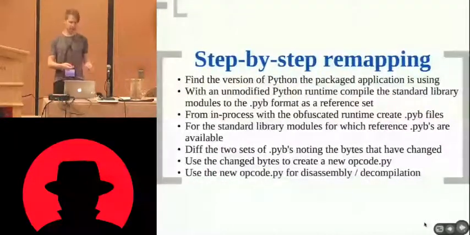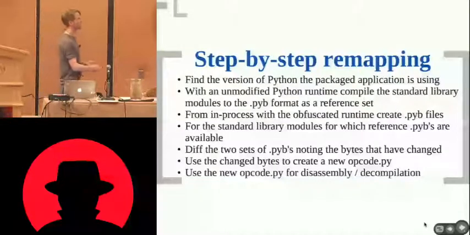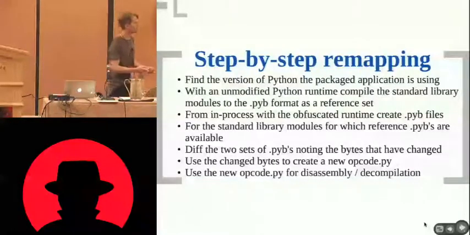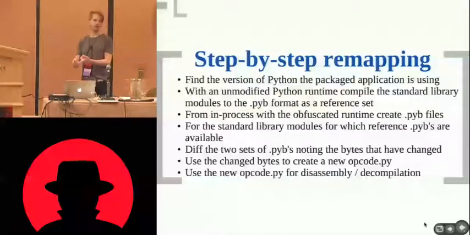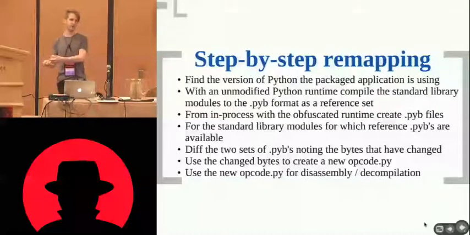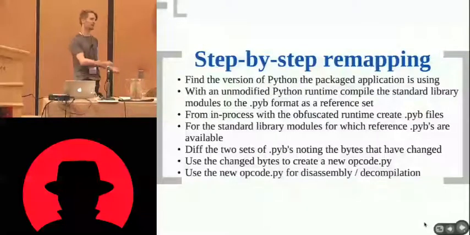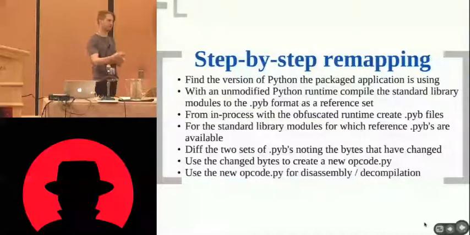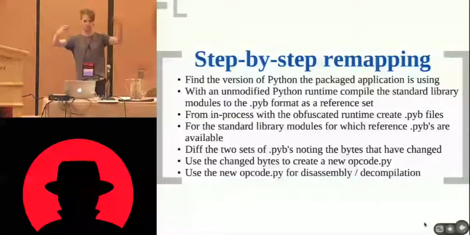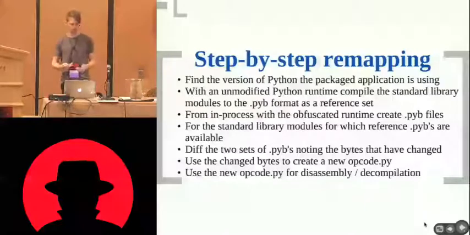So the step-by-step remapping: the big gotcha that I fell for a few times is that you've got to have the exact same version of Python running. So find out the version of Python that you've got in process, you can pull out sys.version and find out what version, but you've got to have it down to the minor version. So if they're running Python 2.5.4, make sure that your reference Python is 2.5.4. Otherwise, the bytecode which is produced will shift, and then you won't get the collisions that you need. So find the right Python runtime with the unmodified Python.